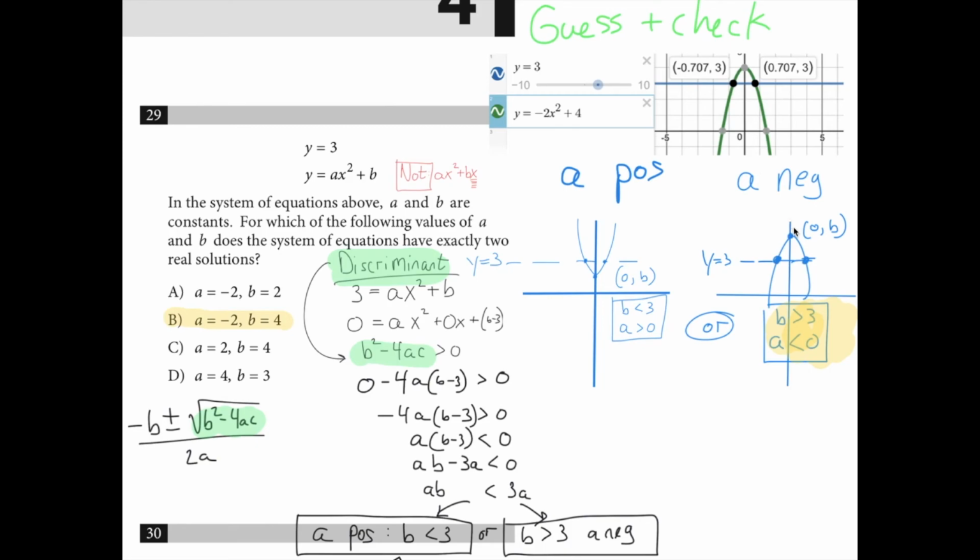But if a is negative, if the parabola is going downward like this, then you have to make sure that the b value is high enough to raise the vertex up this high. b has got to be greater than 3, and if b is greater than 3 and it opens downward, eventually it's going to hit these two intersections right here. Two intersections mean two solutions, and that's what we're looking for, two solutions. So these two conditions are satisfied by answer choice B. a is equal to -2 and b is equal to 4.